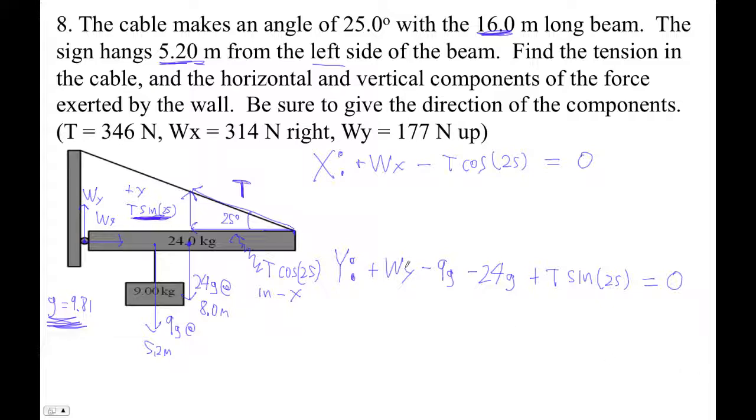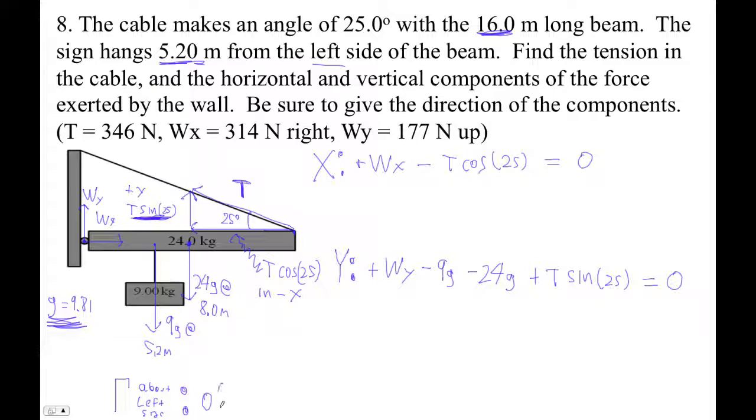So wall in the y direction, minus the weight of this box, minus the weight of the beam, plus this component of the tension adds to 0. And now I think what we're going to do is set up a torque expression. So we'll go torque about the left side. Why? Because I figured out all these distances from the left side. Okay, so torque about the left side.